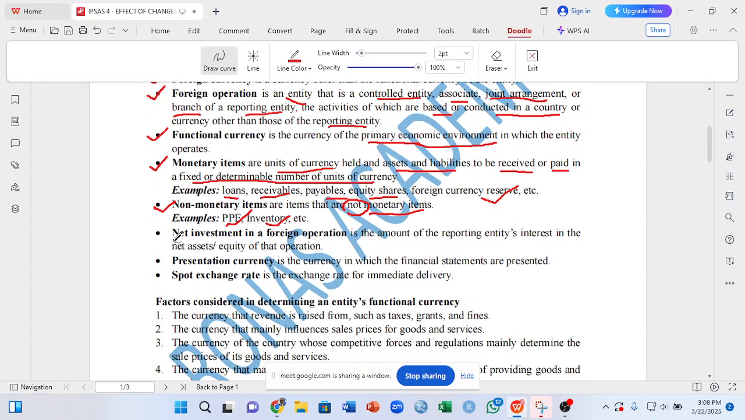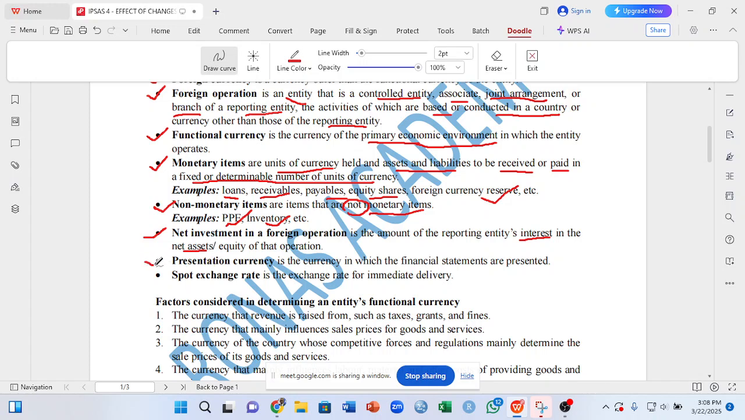Also, we have the definition for net investment in foreign operations, still relating to foreign operations. It basically refers to the interest in the net assets of that operation. So the reporting entity, what's the interest they have in that foreign operation, that's the definition for net investment.